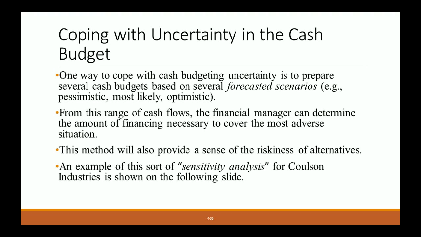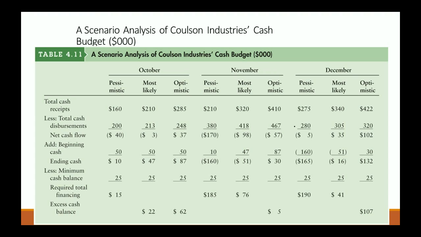And so here is an example of this sensitivity analysis for Colson Industries. Here we have the same months, October, November, December. But now we have what would happen in the worst scenario and the best scenario for each month. And so in the most pessimistic scenario for October, we're going to be $15,000 short. In the best scenario, we're going to be $62,000 over.